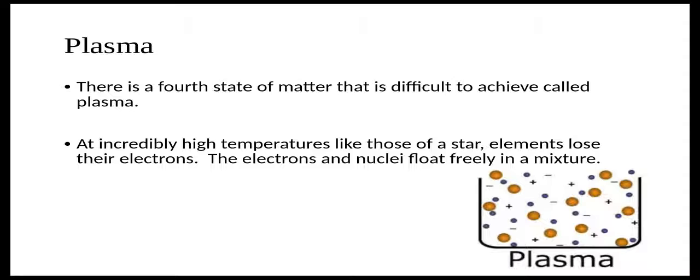Now, the fourth thing that I told you about, that fourth state of matter, is plasma. And that one is pretty difficult to achieve. You have to have incredibly high temperatures and incredibly high pressure, like a star. And in this instance, elements would lose their electrons, and then those electrons and nuclei are going to float freely in this mixture, kind of goop. And that's plasma.